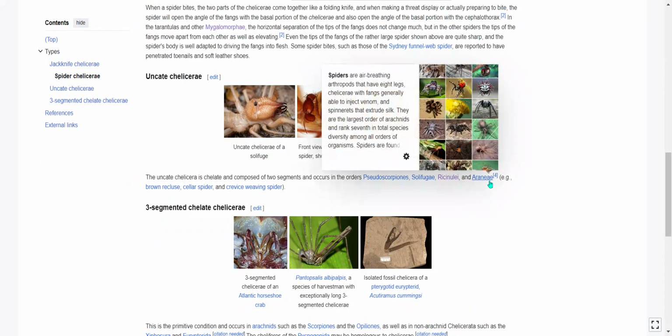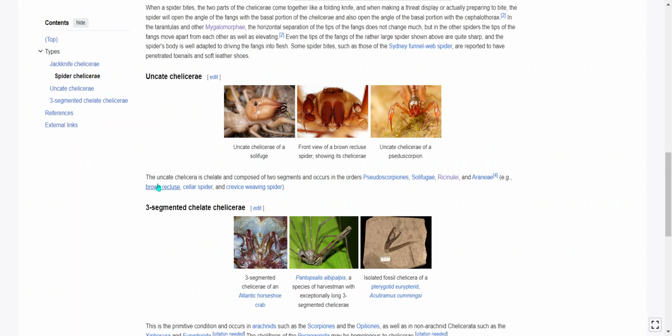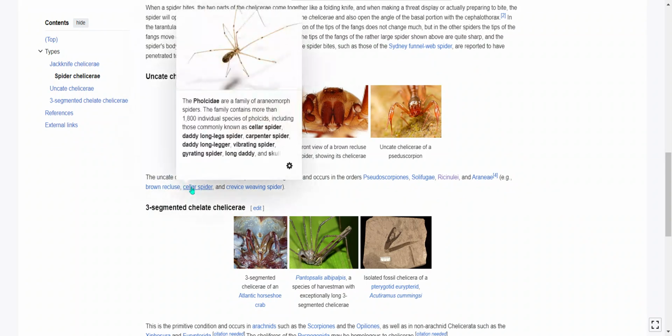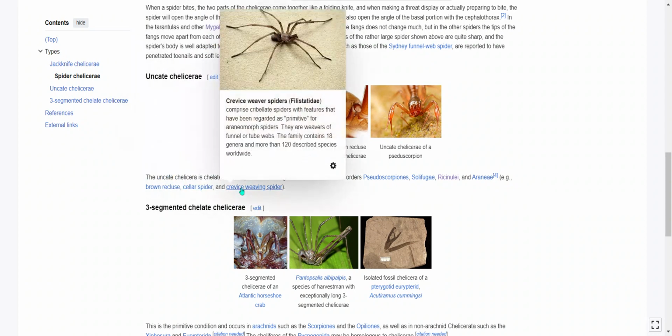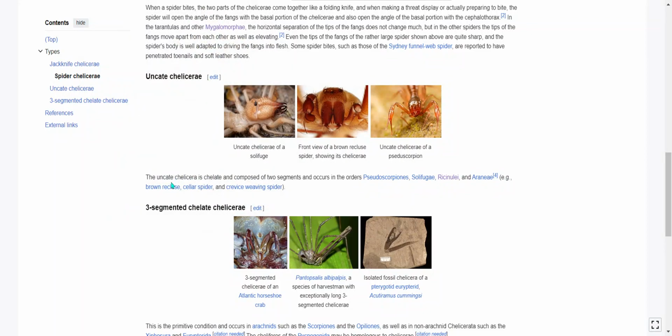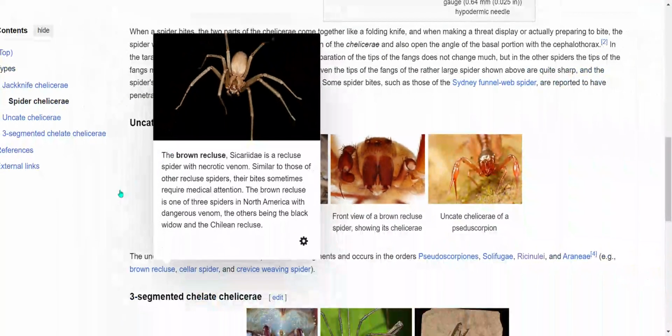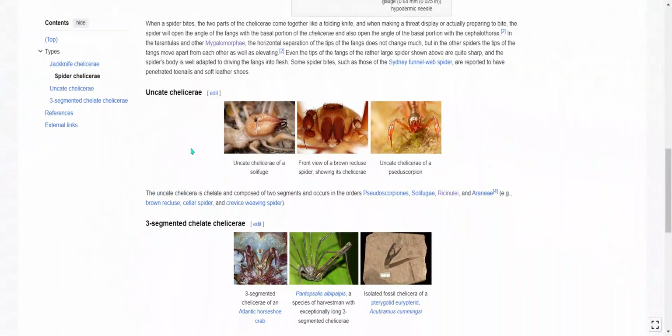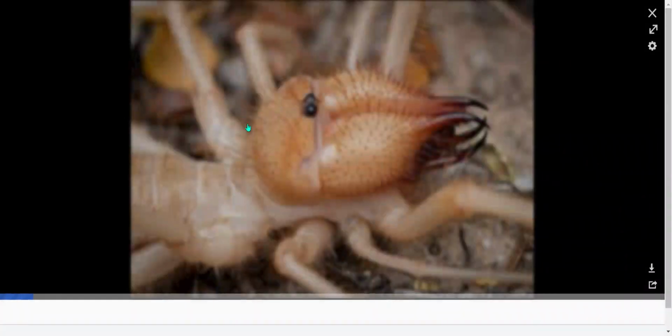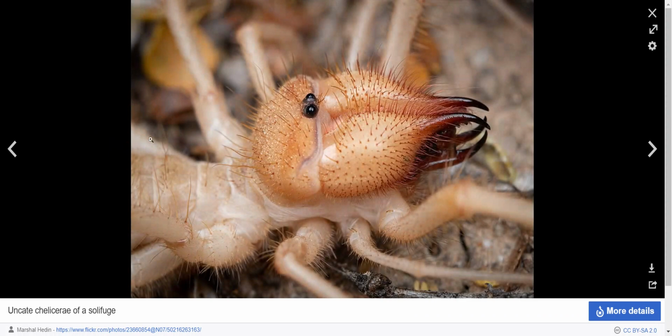And Araneae. For example, brown recluse. We love him. Cellar spider. Oh, also know him. And crevice weaving spider. I know all of these spiders. Brown recluse particularly. They are nasty. Anyway, so this is the scissor chelicerae, and here's some pictures. Man, he looks bad. I don't want to say what it looks like, but it's like some AI fever dream of something.